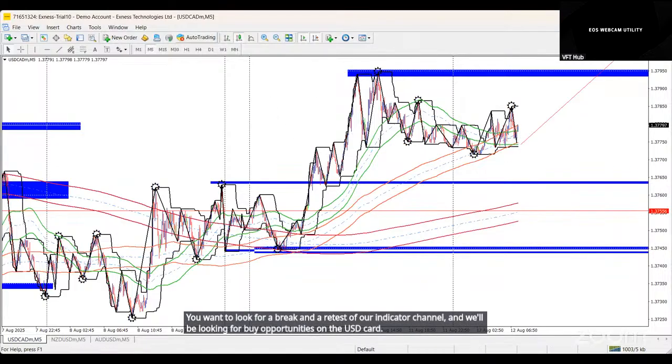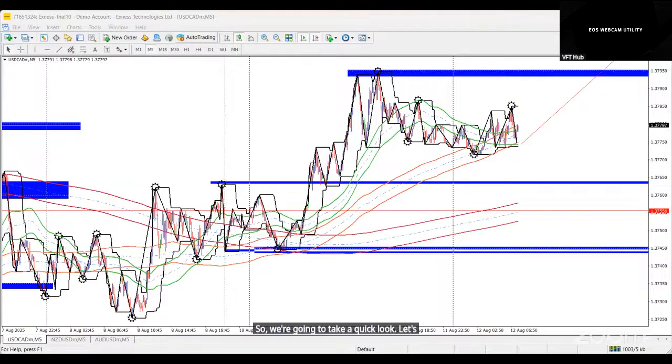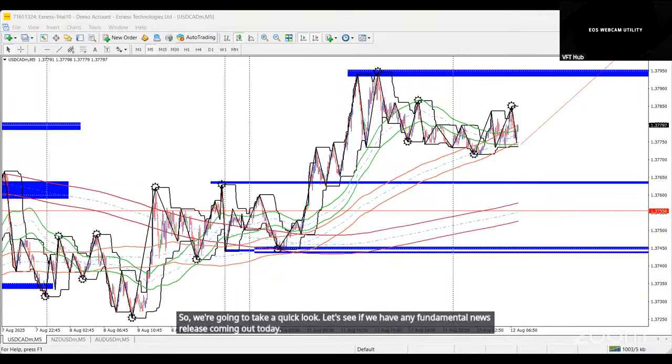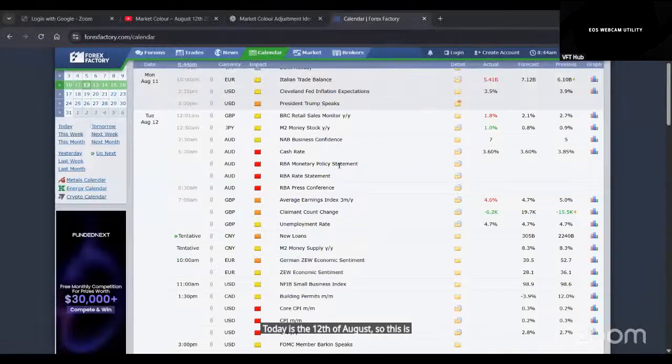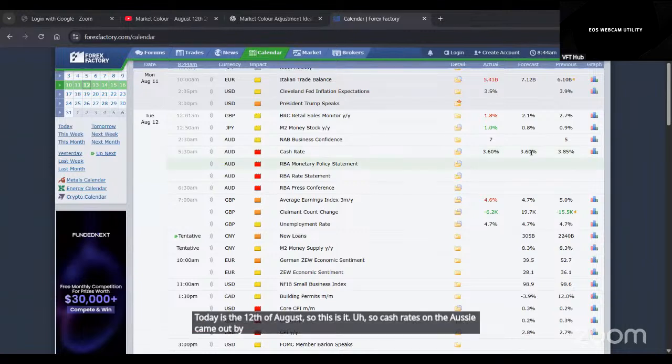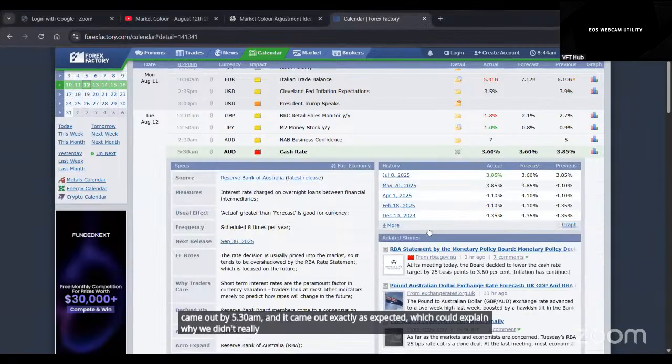So we're going to take a quick look. Let's see if we have any fundamental news release coming out today. Forex Factory. Is there any key news we should keep an eye out for? Today is the 12th of August, so this is it. So cash rate on the Aussie came out by 5:30 a.m. and it came out exactly as expected, which could explain why we didn't really see much impact in the market.